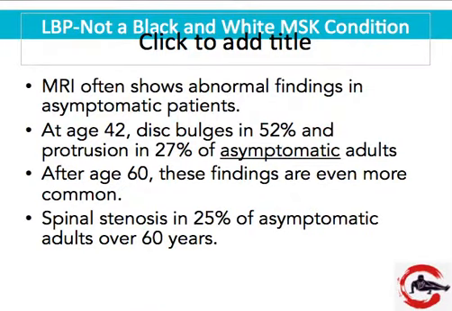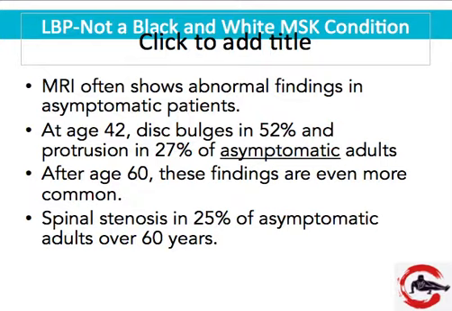You can see where the disc is, all of those things, from an anatomical perspective. So low back pain is not a black and white musculoskeletal condition. Here's some of the studies with an MRI. It often shows abnormal findings in patients who are asymptomatic. At age 42, you'll see 52% of disc bulges and protrusion in 27% of asymptomatic adults.